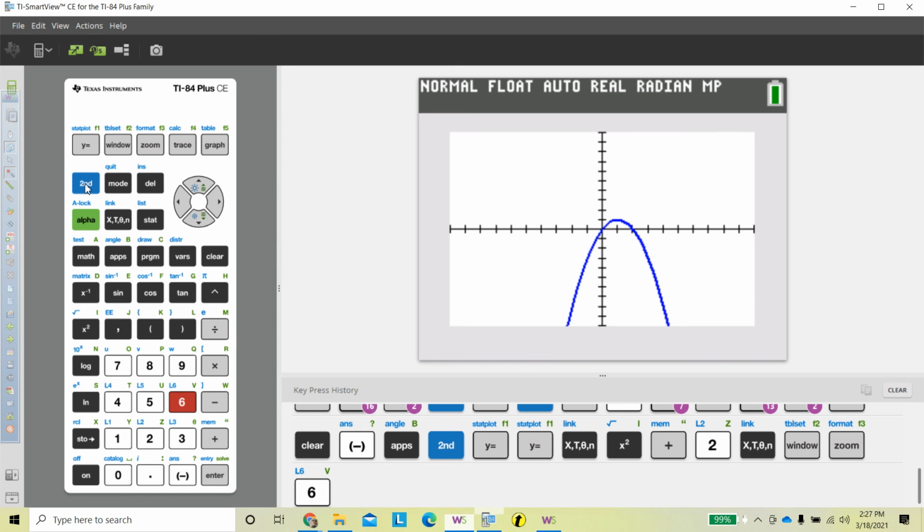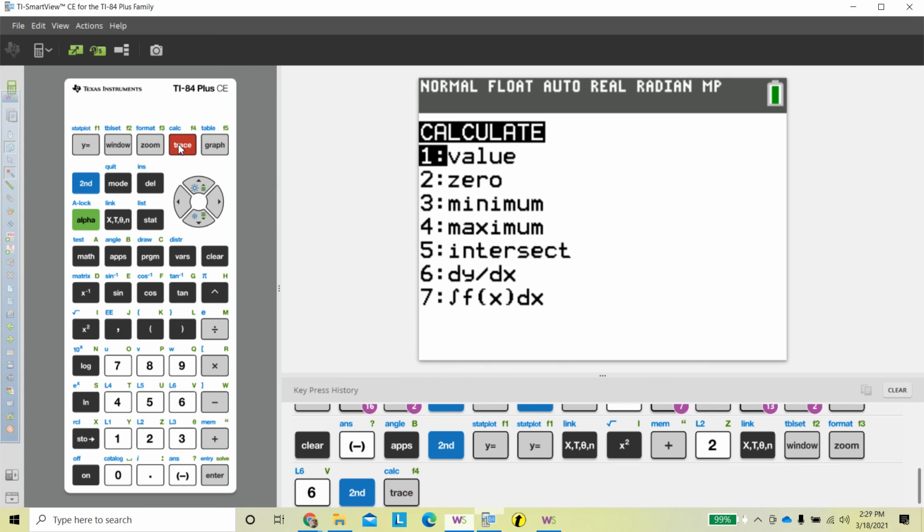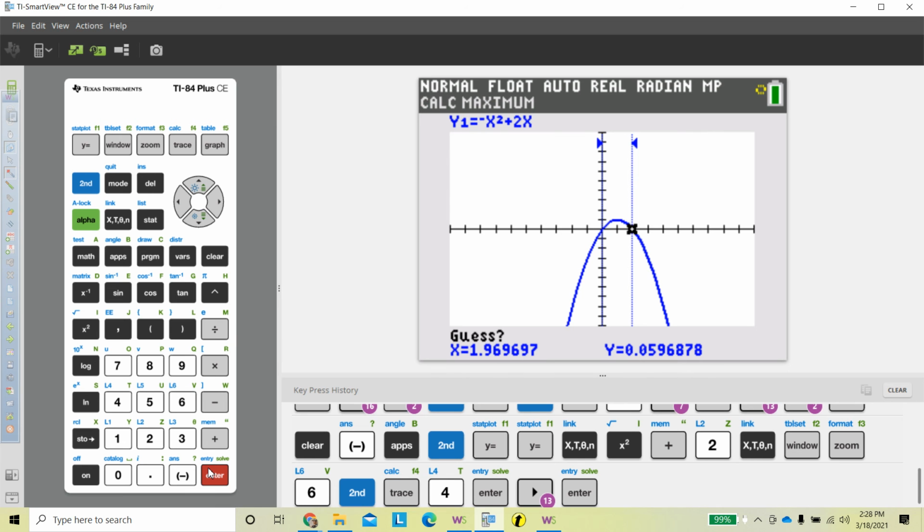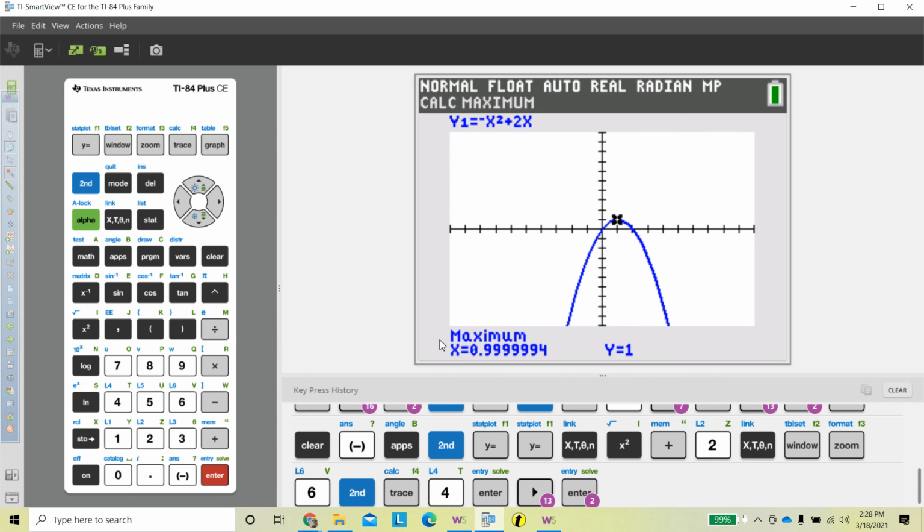So second, trace, maximum. Left bound's in a great spot right there. Right bound, over the hump. Guess, hit enter once more. So look down here, you guys, because a lot of times you'll screw it up. It'll say guess, and you write that one down. You have to get to where it says max. Write that one down. So that rounds to 1. So it's just 1, 1, that vertex.